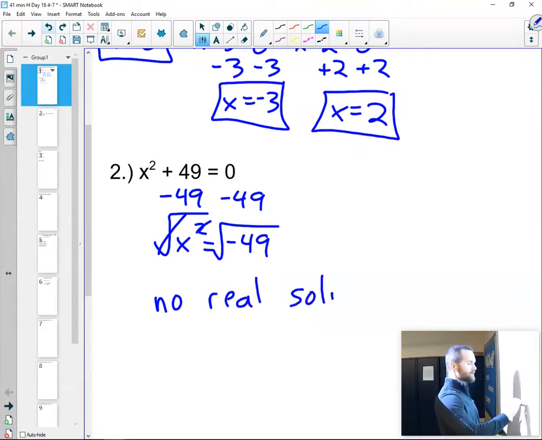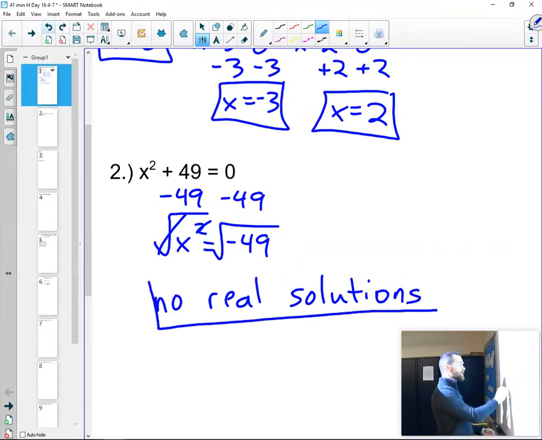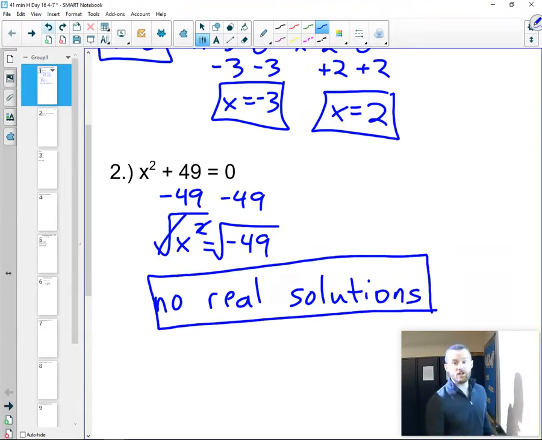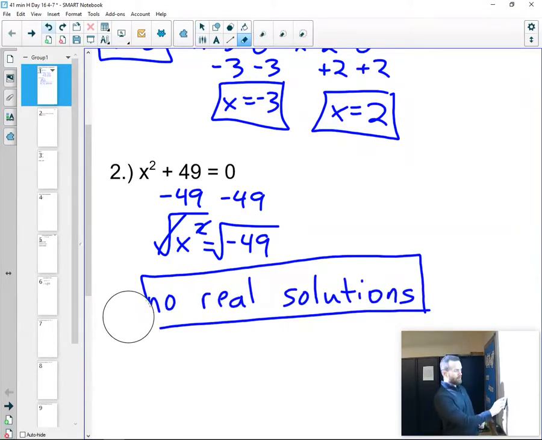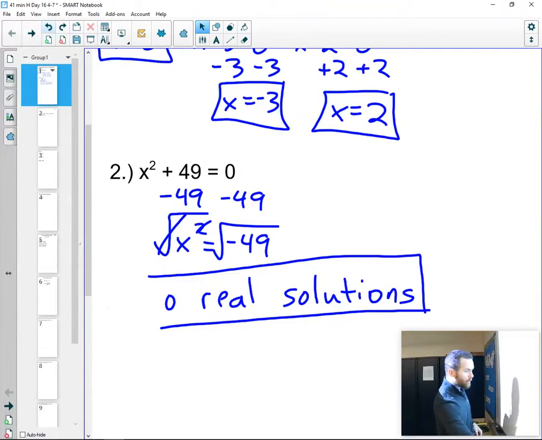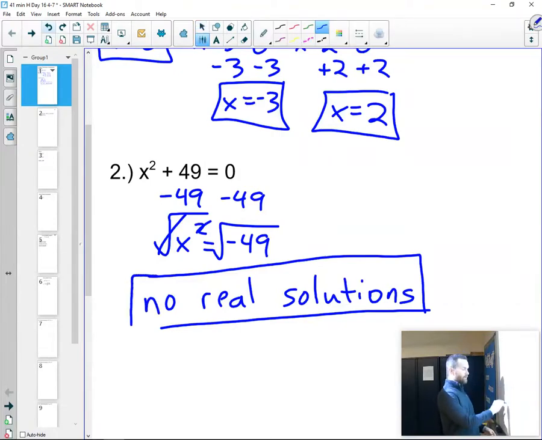No real solutions. Not no solutions. No real solutions. Eventually, we will learn how to deal with numbers like this when we have a negative inside the square root. But right now, we're just going to put no real solutions. Once I write this so you can actually read it, that's a little bit better. All right, we're all done with our warm-up.